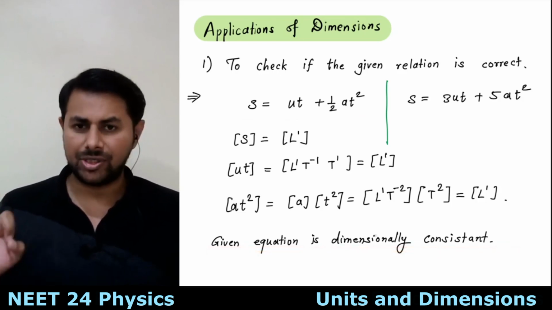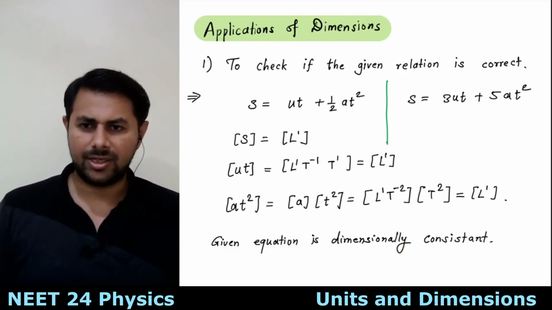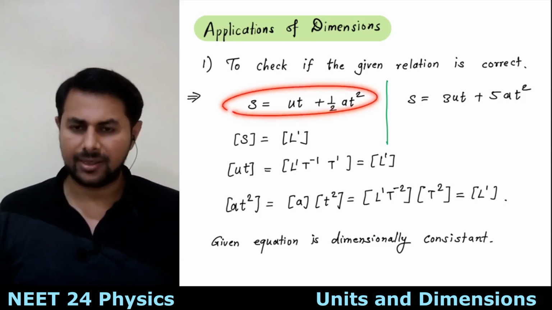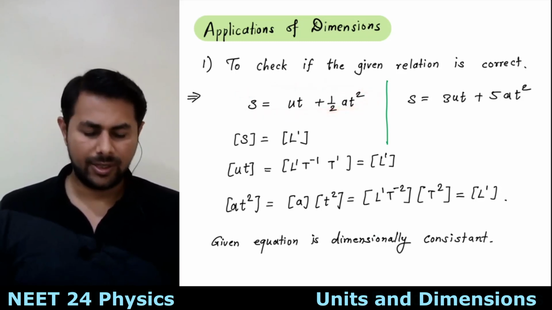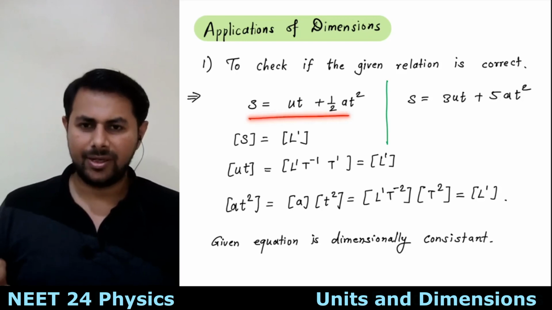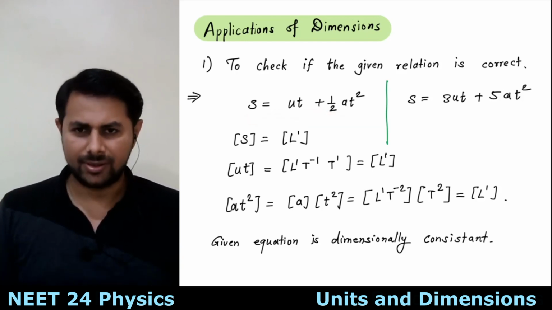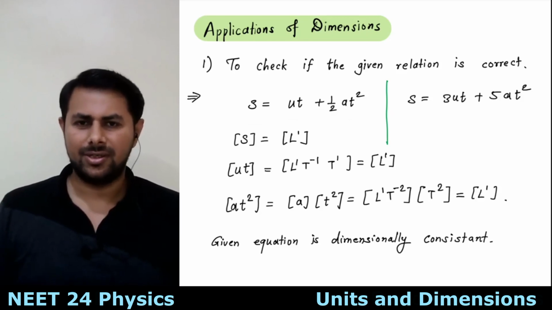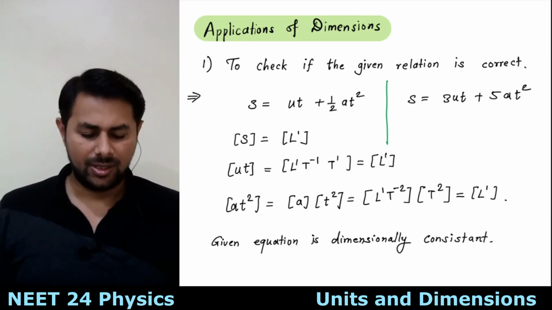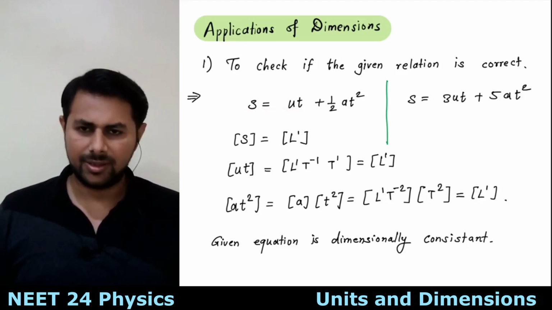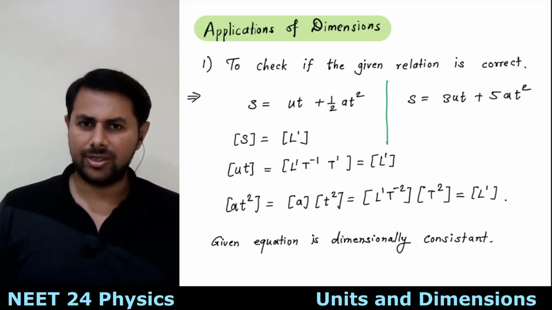It is dimensionally correct also. We can make that claim. So this given equation might be correct. Actually, you know that this equation is correct because we have been studying this since 9th standard, I guess. So this equation is correct, right? Because we know it from the study of motion.